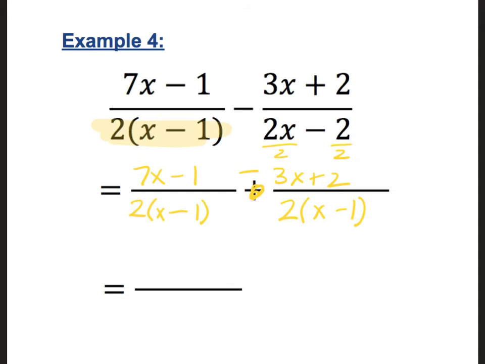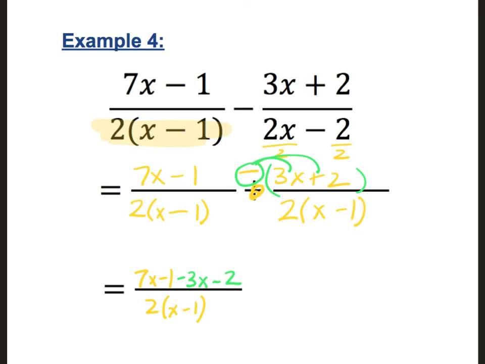Now at this point, to make your life a little easier, what I would do is I would make sure, I wanted a pen, that I distribute my negative. So I'm still going to have that first part, 7x minus 1. And then if I distribute my negative, I do negative 1 times 3x gives me a minus 3x. Negative 1 times 2 gives me a minus 2. And then my denominator is still going to be 2 times x minus 1.